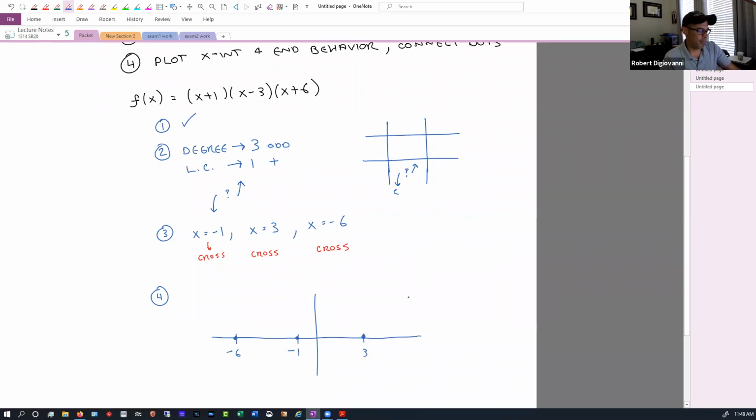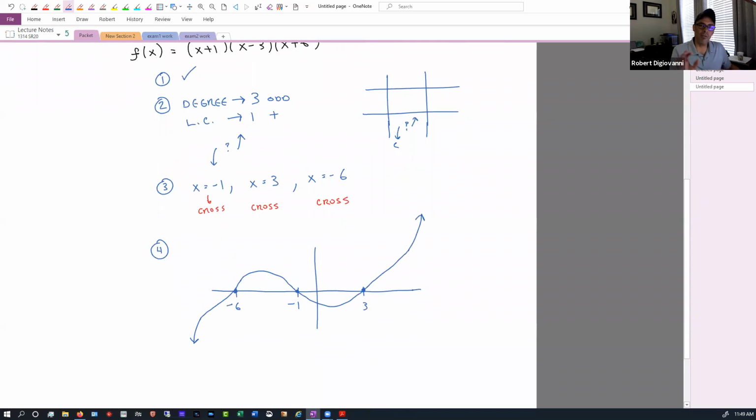We would put our end behavior. And then we would connect the dots, making sure to pay attention to the crossing. So we cross through, come down, cross through, and connect. All right? And that's it. Everybody's graph is going to look a little bit different. Somebody else might have done it and it may look like this.